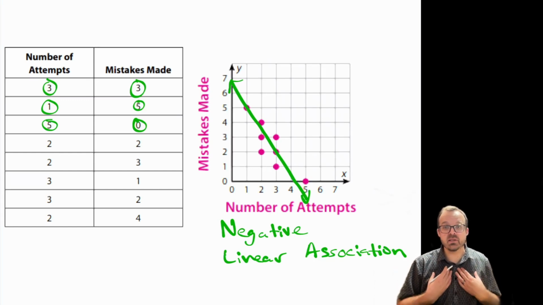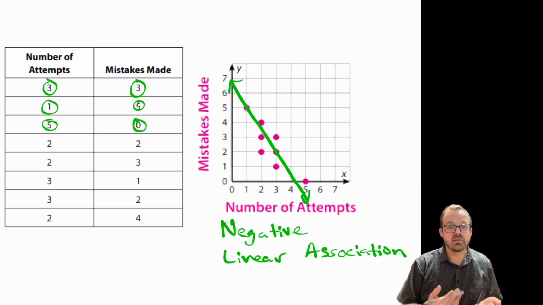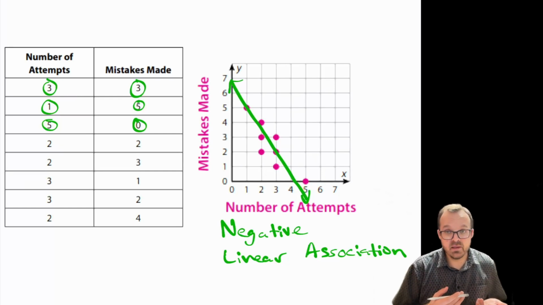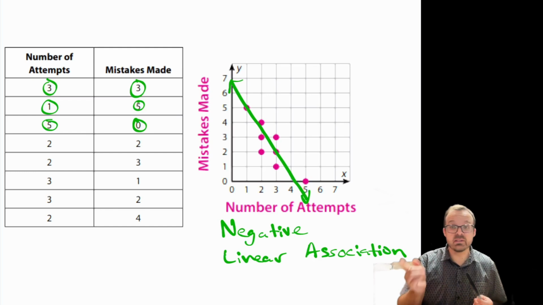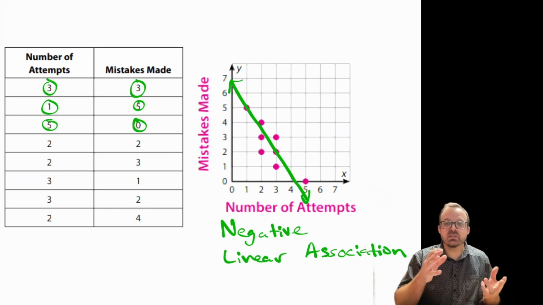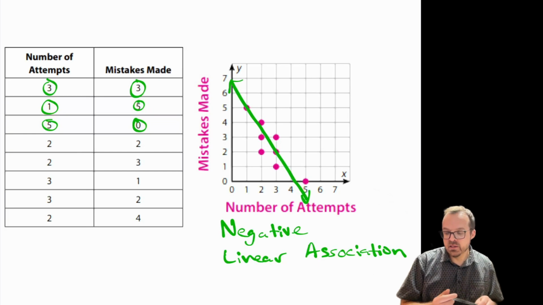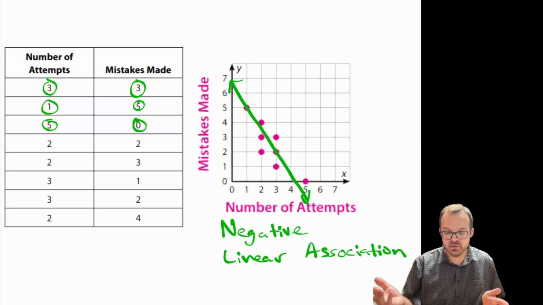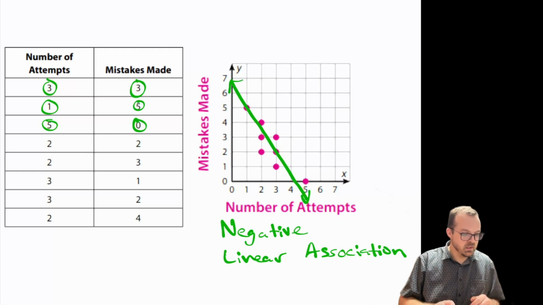It just encourages me that the more attempts I'm probably making, the fewer mistakes I make, right? And it doesn't necessarily mean one is causing the other. It just means there's something in there that's associated with those two variables. So try again, and you'll make less mistakes. That's a good thing, right?